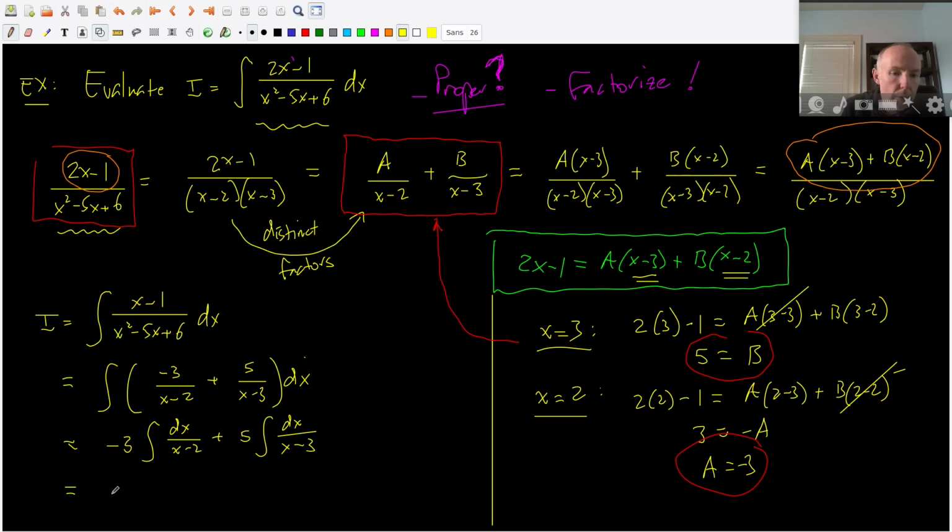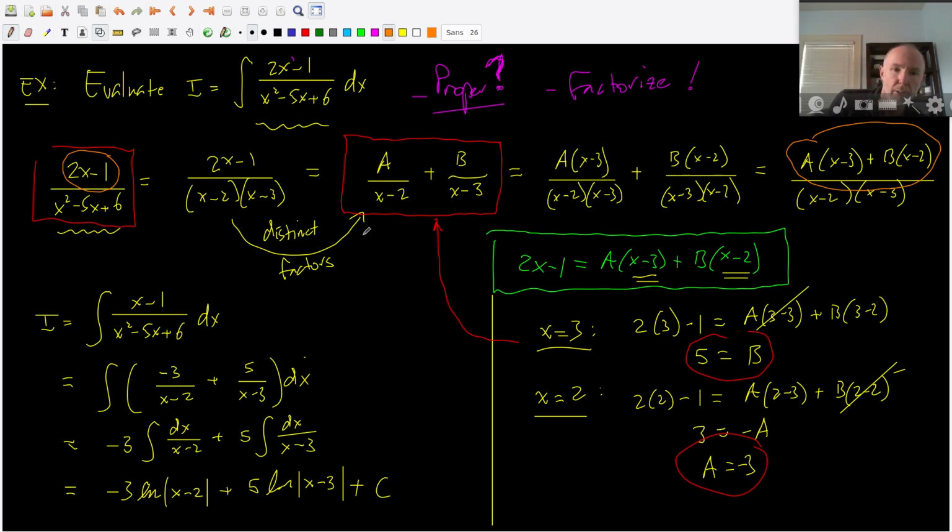We can do both of those integrals. This is just like the last one we looked at. Integrating this gives us the natural log of the absolute value of x minus 2, with the -3 out the front. The other one is a 5, and then the natural log of the absolute value of x minus 3, plus a constant.